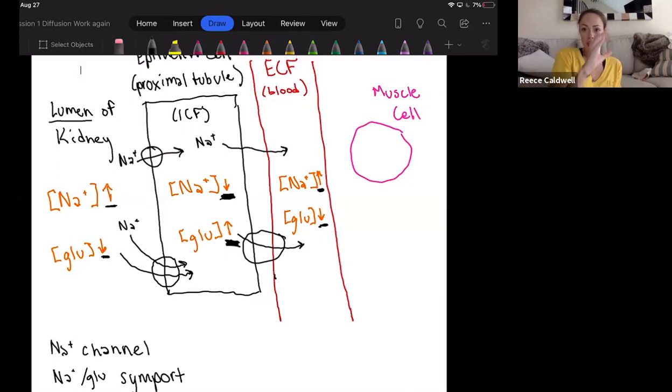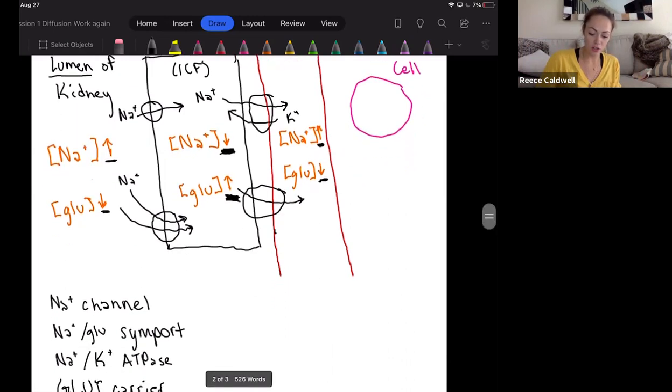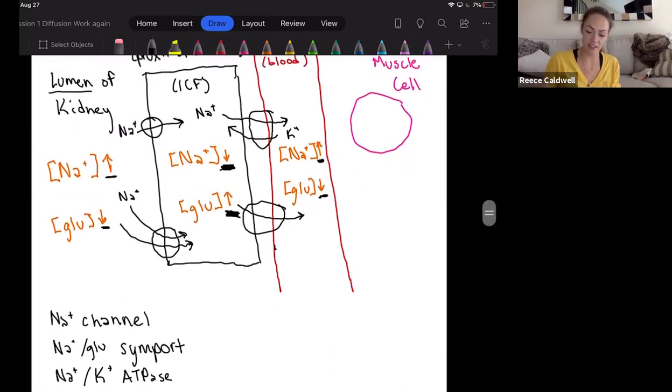Whenever sodium enters into the extracellular fluid, potassium will move in the opposite direction. When it does that, it's going to use some ATP so that sodium can move against its concentration gradient. So that is the sodium potassium ATPase.